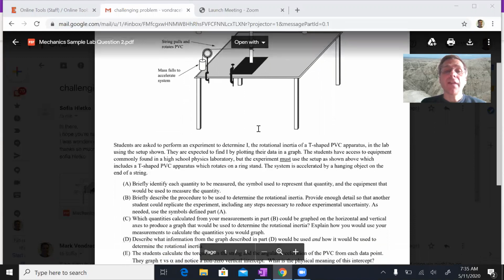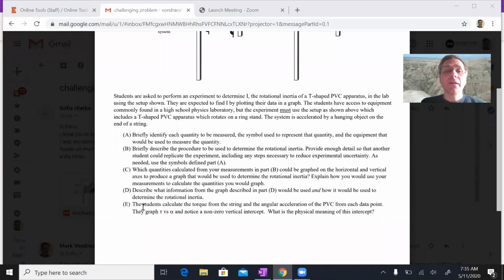In fact, the way these lab-based problems are set up, if you take a peek at these different questions being asked, they want us to tell them what we can measure, what quantities we are going to use to make a graph. We actually want to get the I value from the graph, presumably some straight line, and then describe how we do it.